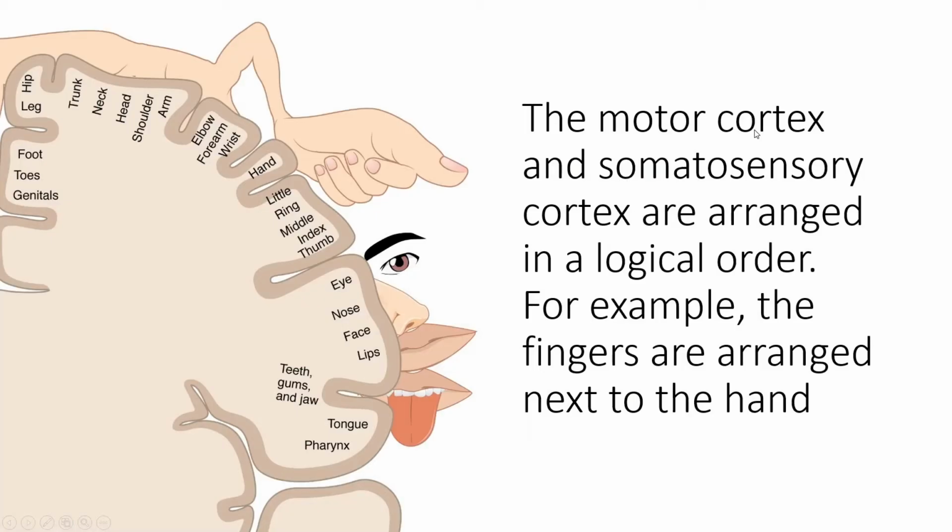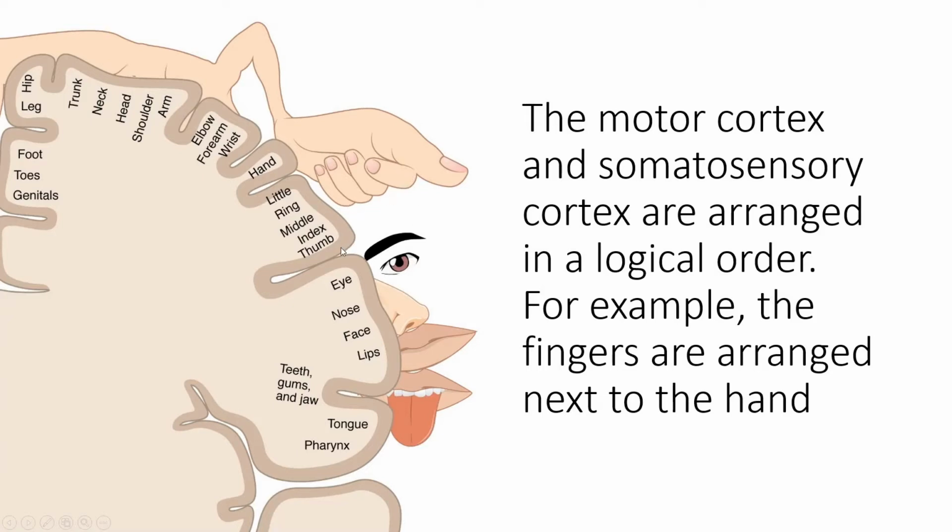Okay, so the motor cortex and somatosensory cortex are actually arranged in quite a logical order, so this is kind of how they're arranged. So as you can see, you've got your fingers, which are then arranged next to your hand, which is next to your wrist, forearm, elbow, and your upper arm. So it's laid out in a similar way to how your body is laid out.